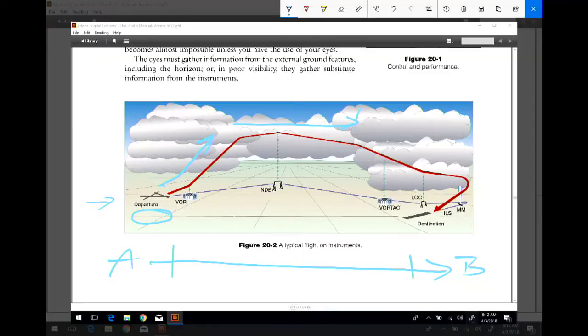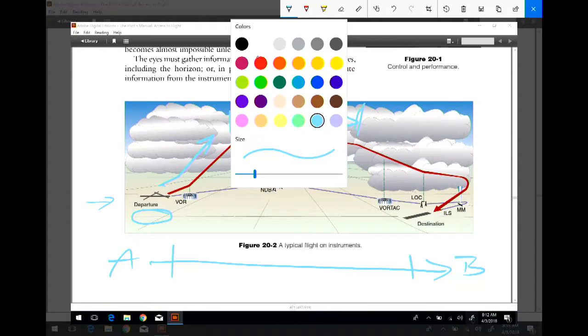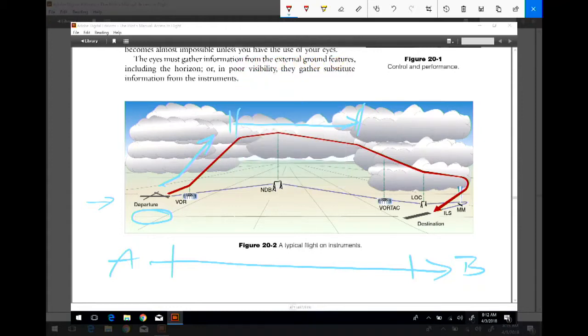Then from the en route segment, at some point, we got to come down, right? So let me change that. That looks a little kind of hard to see. So at some point, we got to come down. So this is what we would refer to then as the arrival segment, and this is where we begin to lose altitude and we come down.